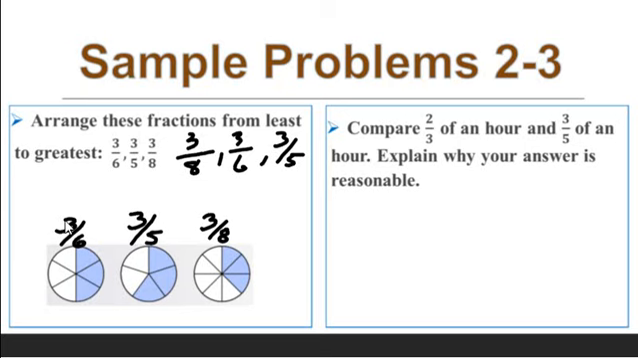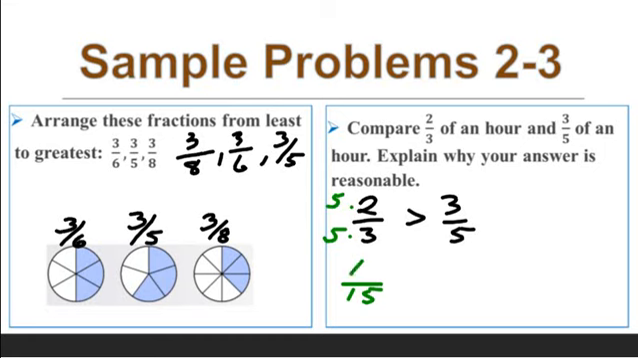Problem 3. Compare 2/3 of an hour and 3/5 of an hour. Explain why your answer is reasonable. So 2/3 I know is greater than 3/5. And how do I know that? If I were to get common denominators, the common denominator of 3 and 5 is 15. So if I multiply this 3 by 5, I get 15 in the denominator. Whatever I do in the denominator, I must also do in the numerator.